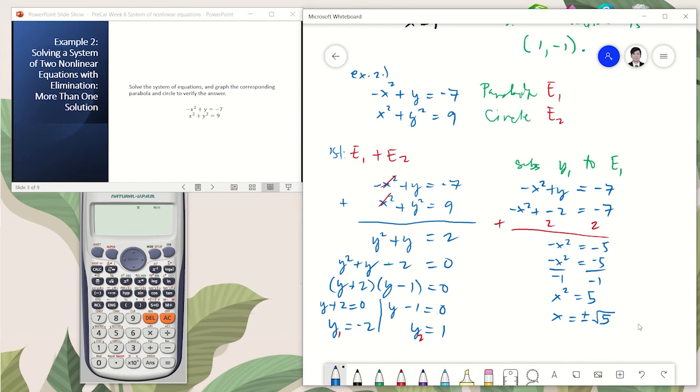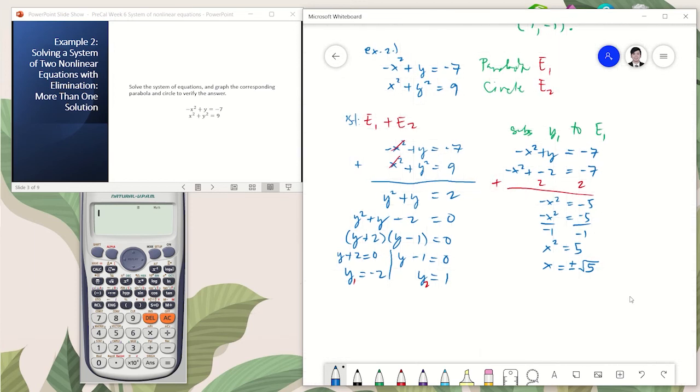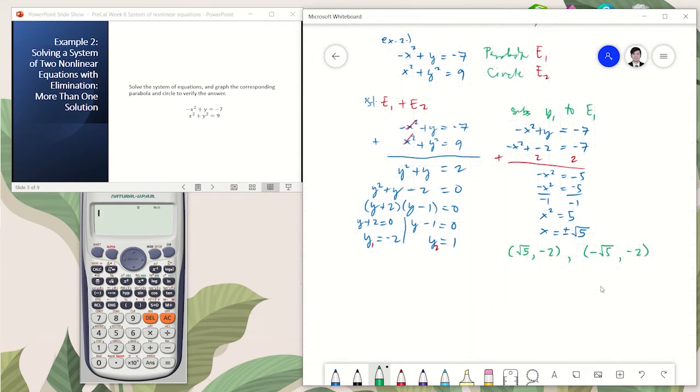So therefore, from that, there are two ordered pairs that we can come up with. So what are the ordered pairs? We have a positive square root of 5, and of course the y would be negative 2. It can also be a negative square root of 5, and then the y coordinate would be negative 2. And then we're not yet done, because you still have the other y value, which is 1.